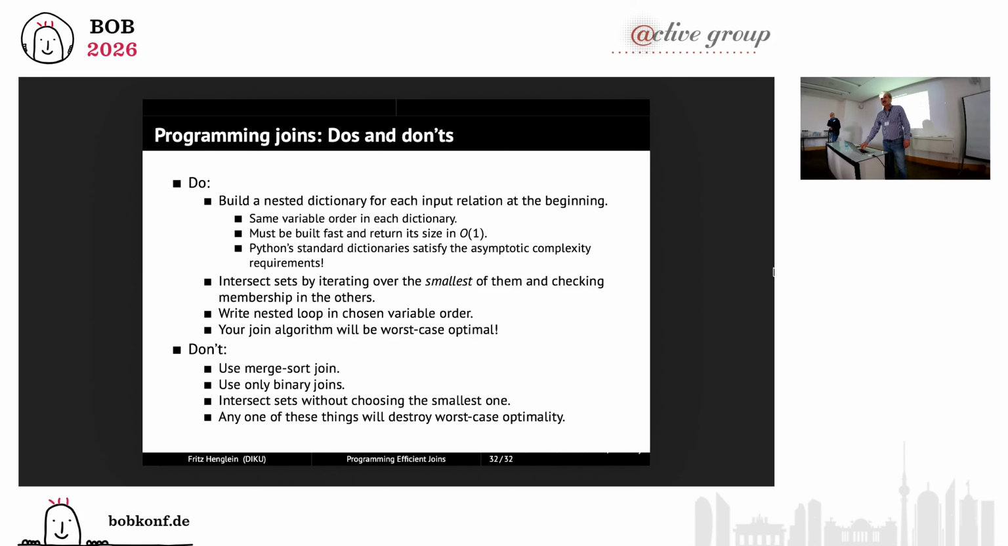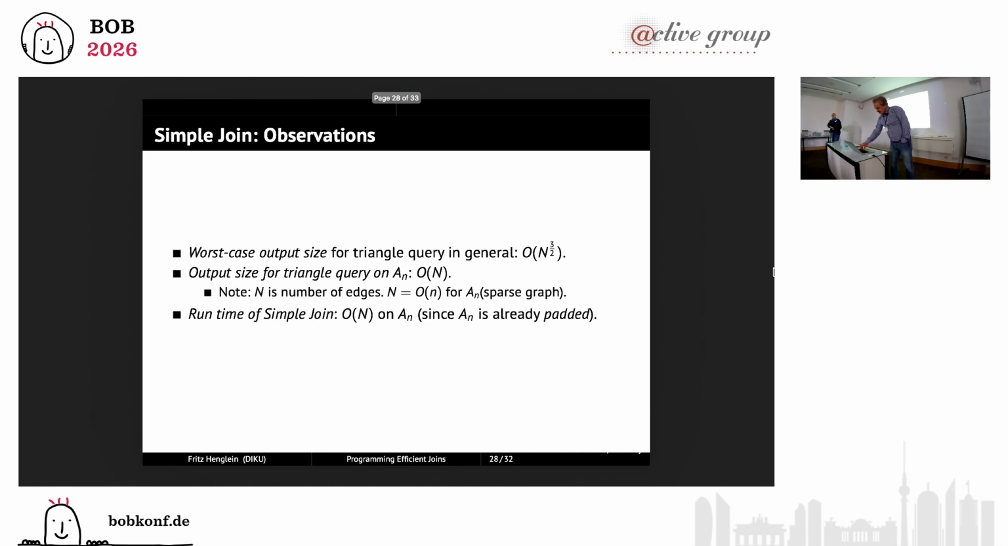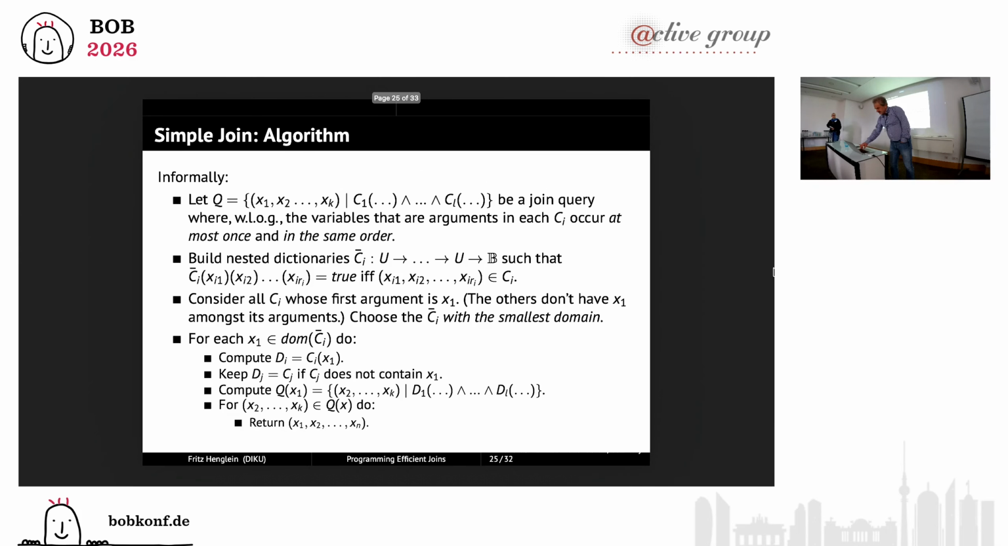Second, does this only work for joins with 3 terms? No. It works for any number of tables, any join of this format, okay? Which is for all joins.